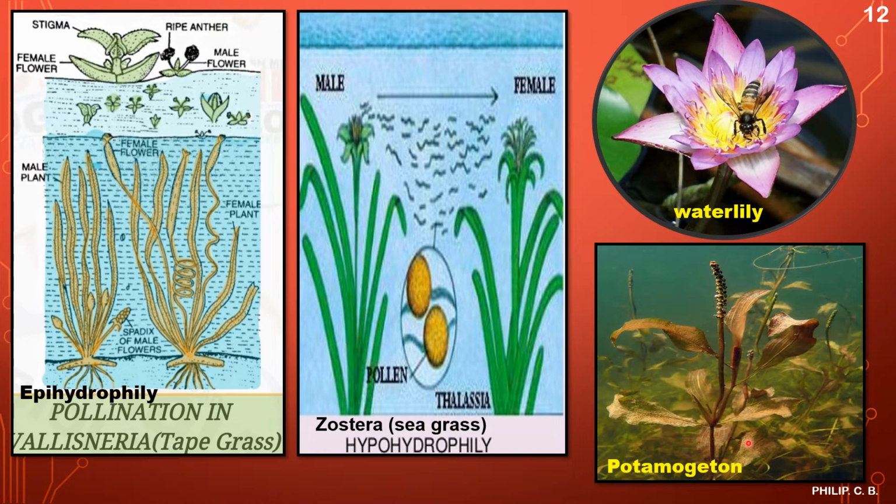Now here you can see a few more images. That is the pollination in Vallisneria by epihydrophily. What is the other name of Vallisneria? Tape grass, whereas Zostera is seagrass. So you can see the male plant and the female plant. The pollen grains from the male plant usually float on the surface. The female part of the plant, which is spirally coiled, comes to the surface to catch hold of the pollen grains. Whereas in the second case, Zostera, the male and female plants are again separate, and the pollen usually travels below the surface of the water.